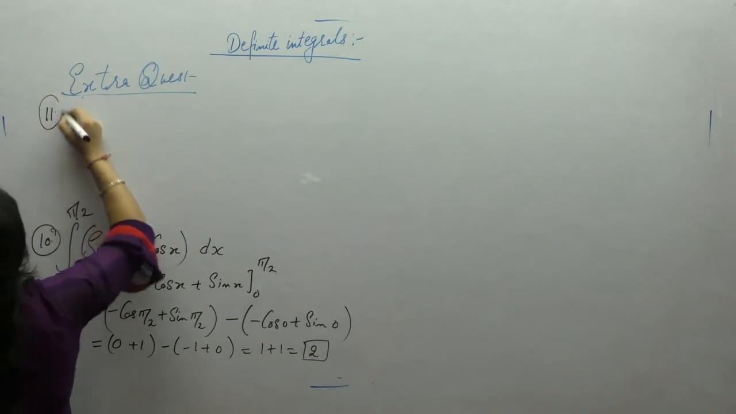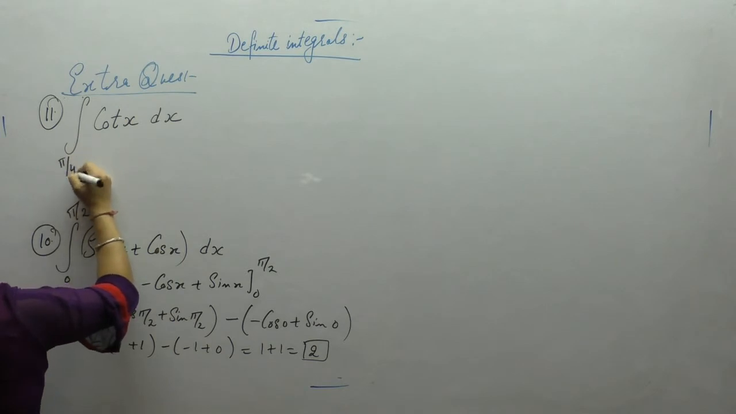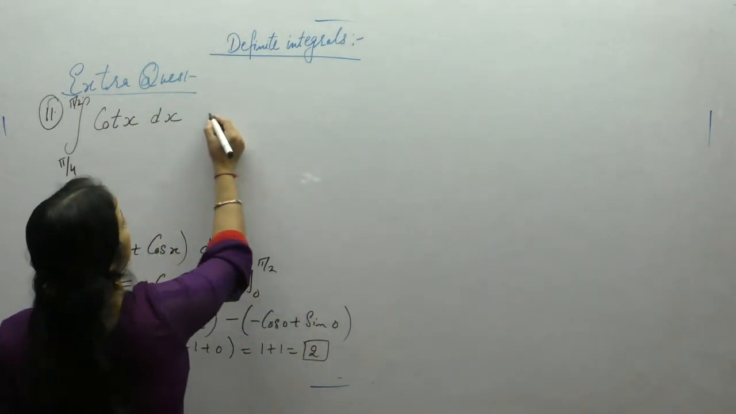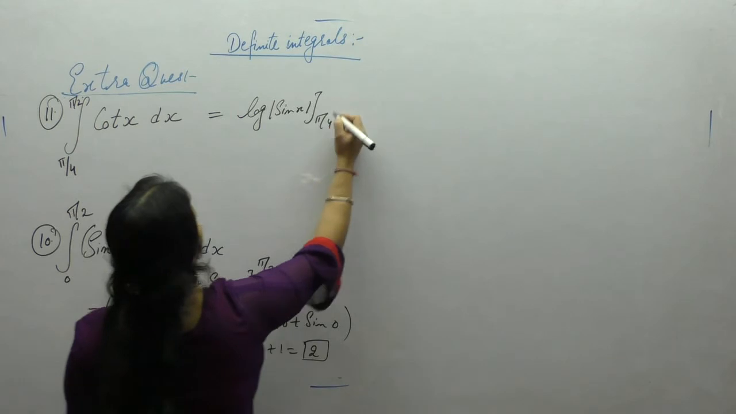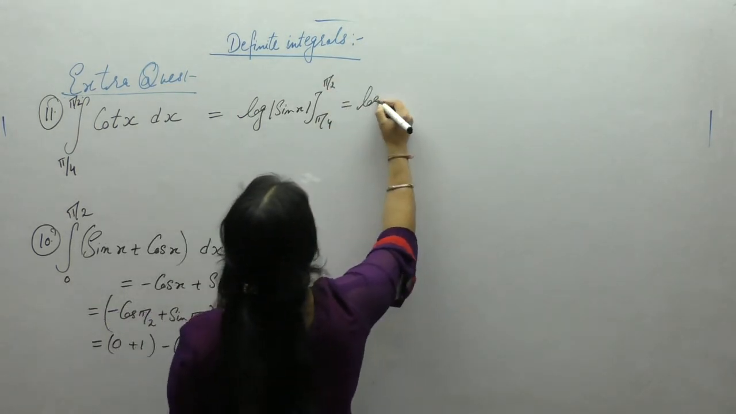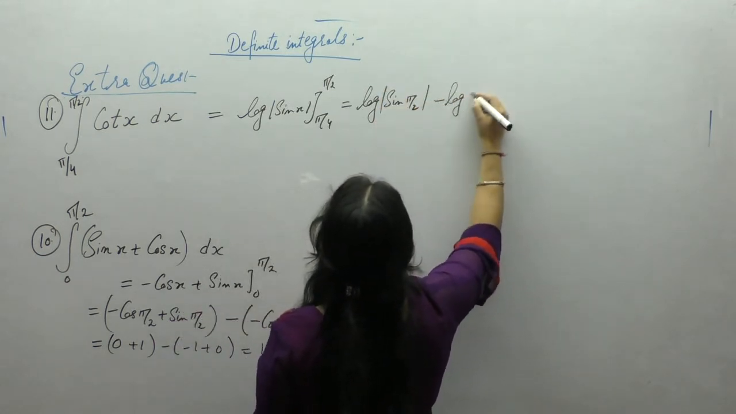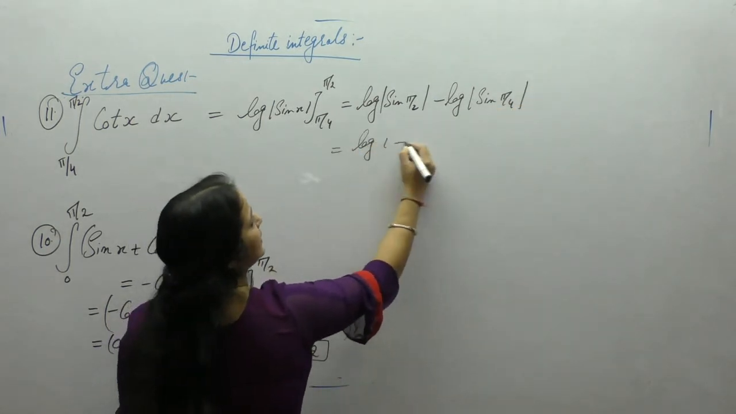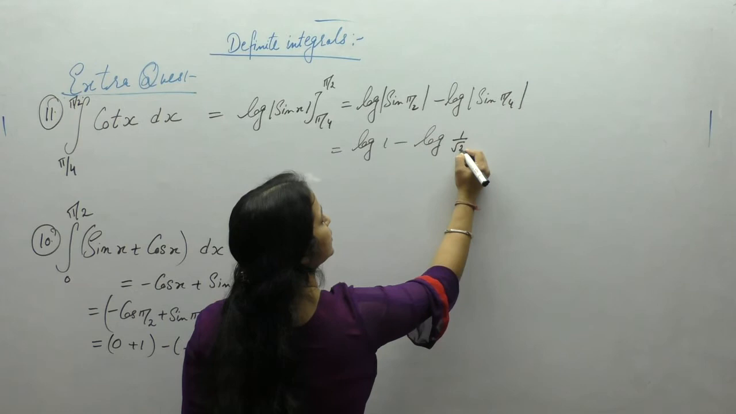Now the next one is integral of cot of x dx. Limit is pi by 4 to pi by 2. Now integral of cot x is equals to log of sin x, limit pi by 4 to pi by 2. Put the limits now. Log of sine pi by 2 minus log of sine pi by 4. Sine 90 is 1 and sine pi by 4, sine 45 degrees, 1 upon root 2.